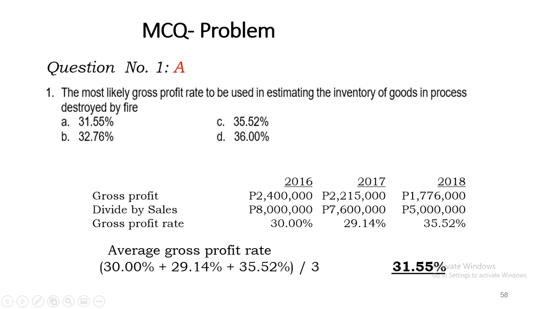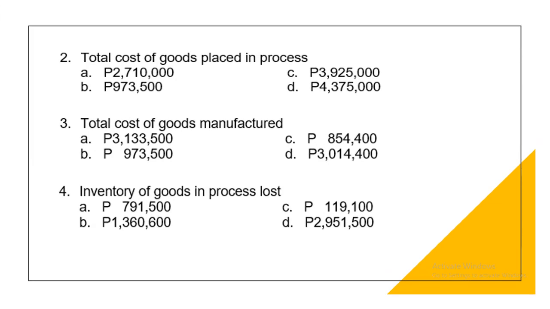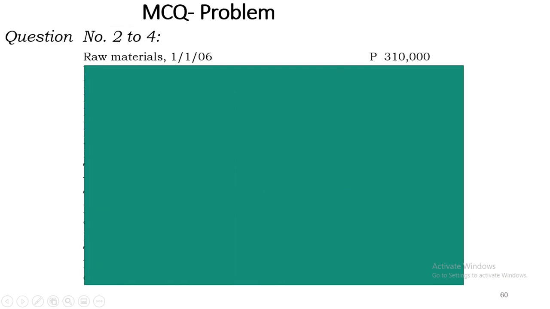Okay. So again, compute first each year's gross profit rate, and then sum it up and divide it by 3 to compute for the average gross profit rate. And next one, the cost of goods placed in process, the total cost of goods manufactured, and inventory of goods in process loss. So these 3. And to compute for this one, we will use once again the pro forma in computing the cost of goods sold. Don't forget that one, ha? How to compute for cost of goods sold.